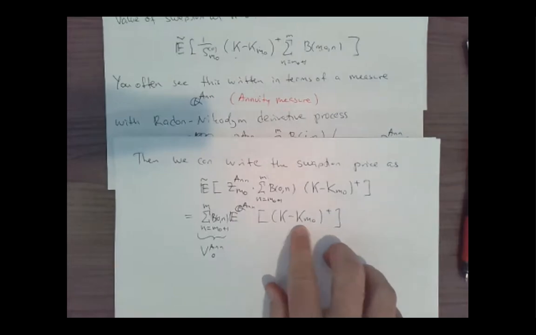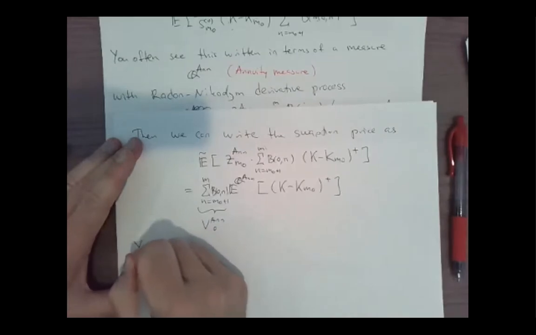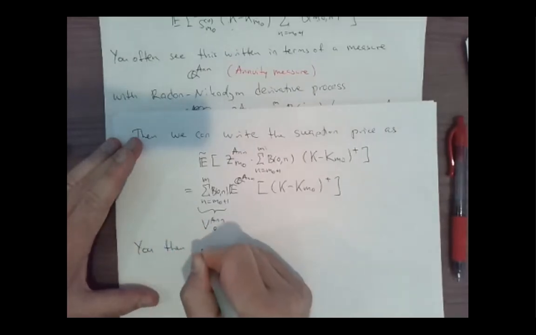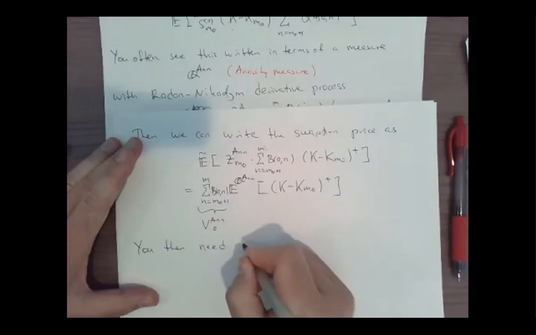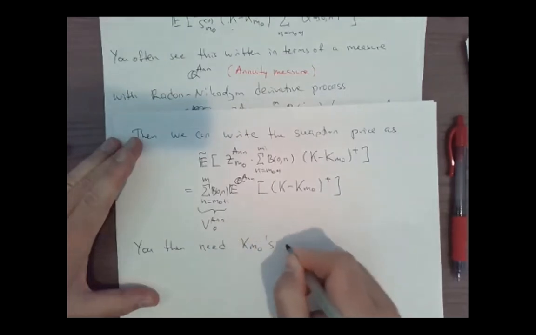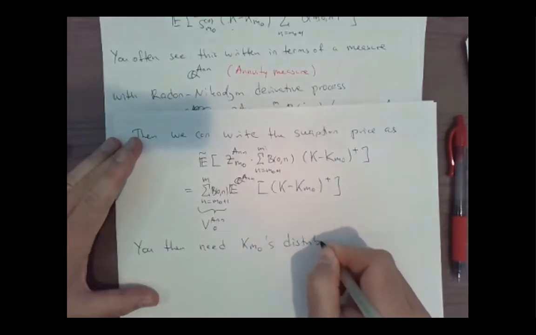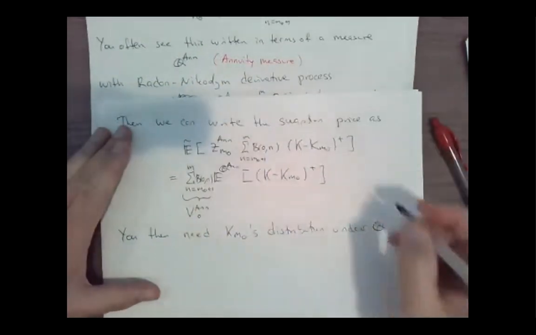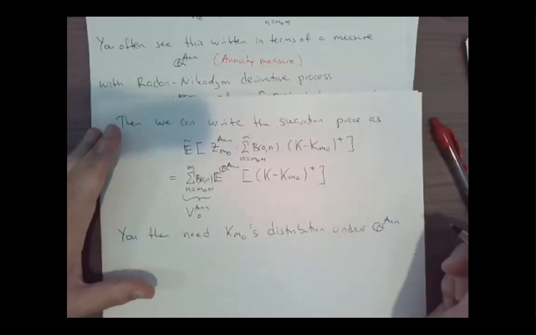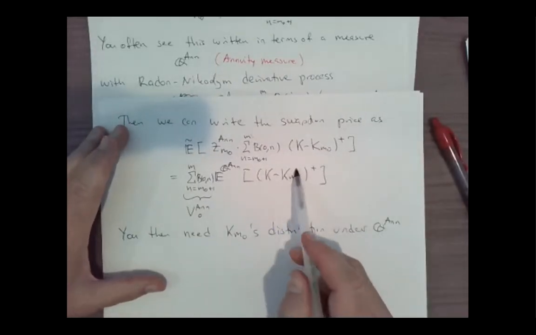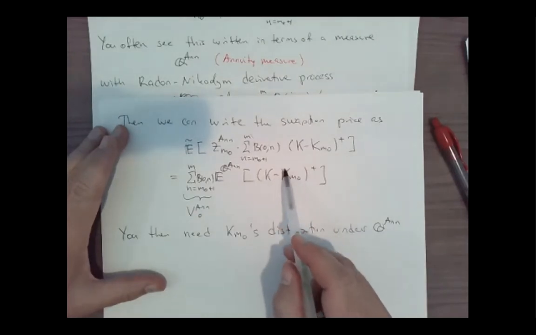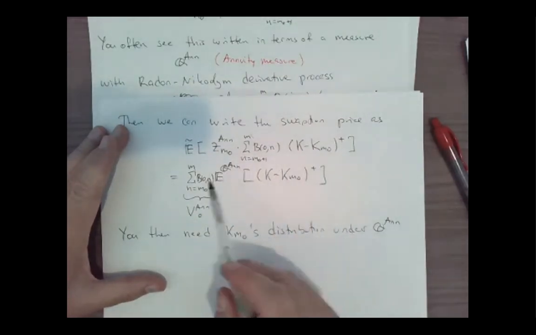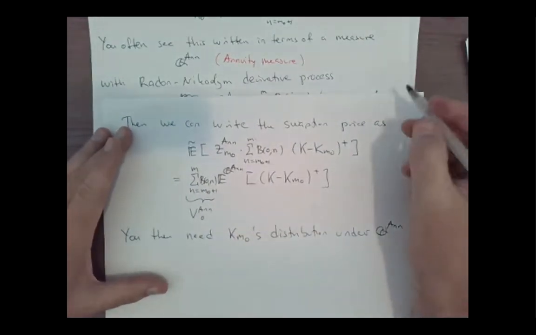And so K here is a constant. What you need to know is K_M0's distribution under this measure Q^N. Because as soon as you know what that distribution is, the only random variable that's left, you can compute this expectation, multiply it onto the sum of these zero coupon bonds, and this will give you the swaption price.